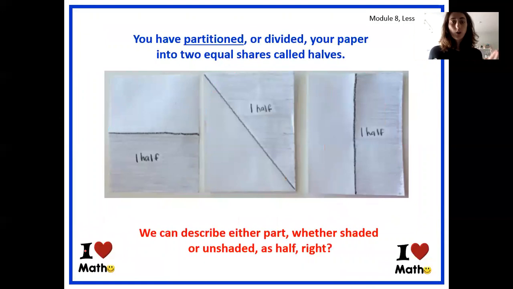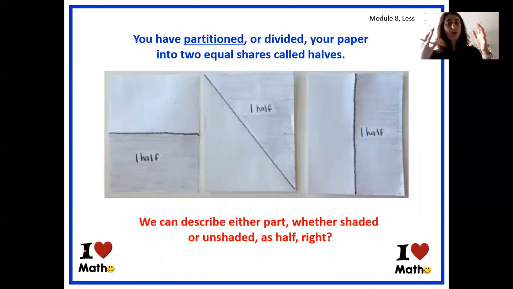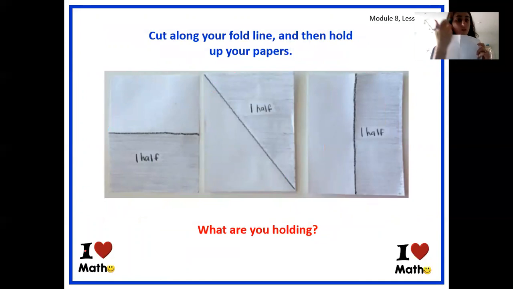Okay, so we can describe either part, whether it's shaded or unshaded, as half, right? So like if this is the side that I shaded over here, I could say this is one half, but I could also say this blank white side is one half. Both sides are one half. So now you're going to cut along your folded line and hold up your papers. Go ahead and do that now.